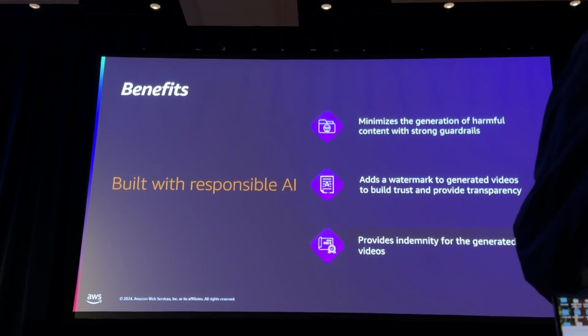All our models are also watermarked, so the generated videos are watermarked. So you have a verification of authenticity, and you know it is an AI-generated video at the end of it. And finally, we also provide indemnity. Both Amazon Nova Reel and Canvas come with indemnity, so it makes it easier for you to integrate it with your use cases as well.